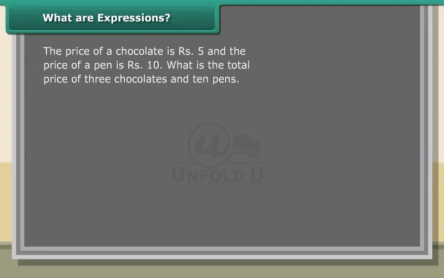What are expressions? The price of a chocolate is ₹5 and the price of a pen is ₹10. What is the total price of 3 chocolates and 10 pens?